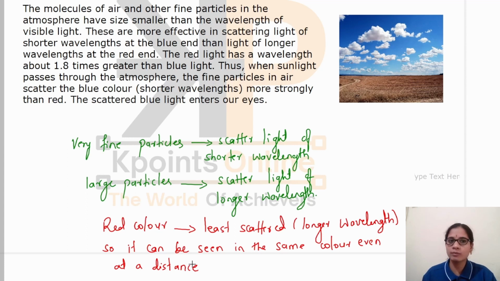This is all about the chapter Human Eye and the Colorful World.